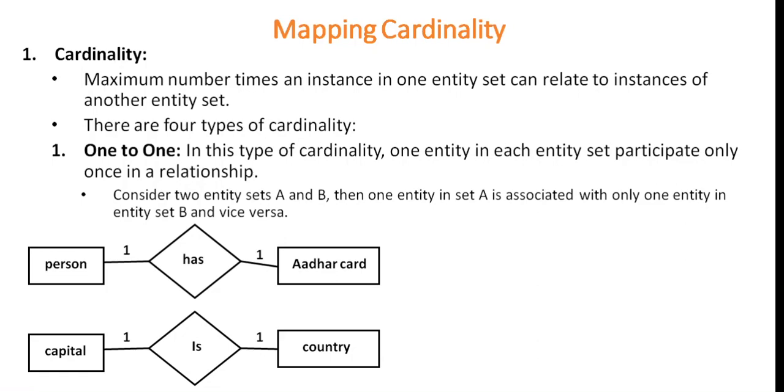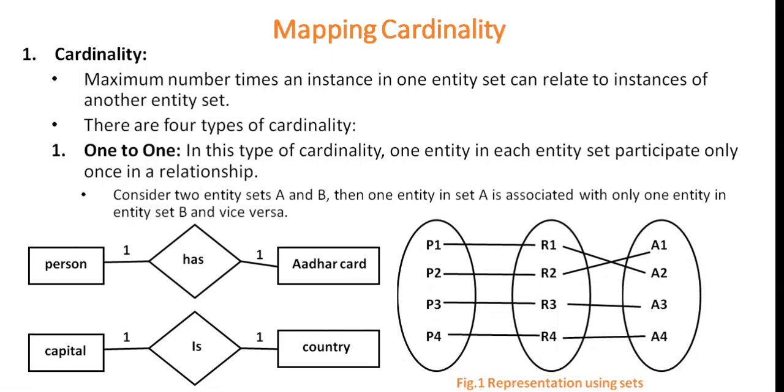Okay, see, this is the diagrammatic representation of the relationship. When we say two entity sets are sharing a one-to-one relationship, then the number one is written on the connecting lines of that relationship. And in terms of sets, this relationship can be represented as given in the figure. At the right side, you can see the figure showing the one-to-one relationship in terms of sets.